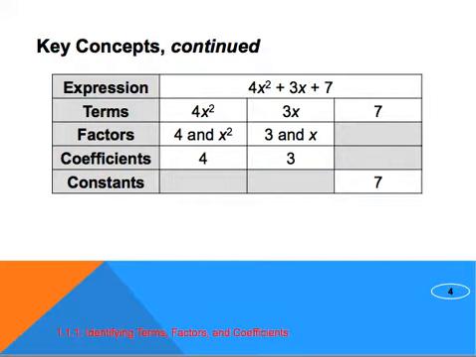Yes, technically 7 could have factors of 7 and 1. But when we're talking about factors, dealing with expressions, we're not really looking at the prime number factors. We're not looking at 7 and 1.